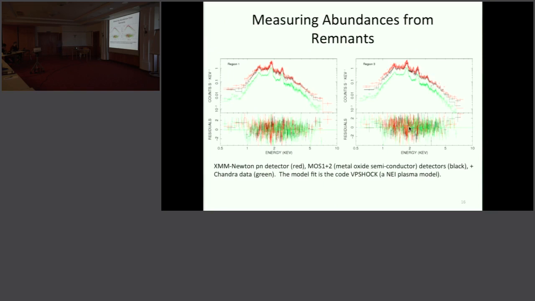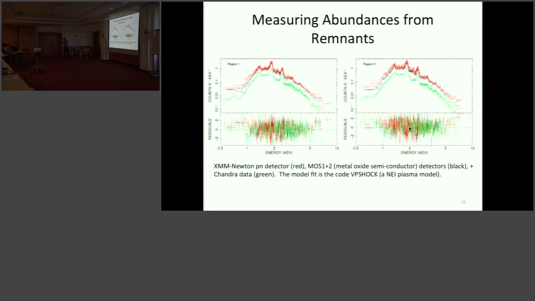That new detector, which I'm not being an observer, I don't know how the new CCD detector, the PN detector, is different from the metal oxide semiconductors that is the standard detectors on XMM. But those are the two data points from those detectors, and they just put Chandra on as a comparison to see how well they agree as far as line shapes.